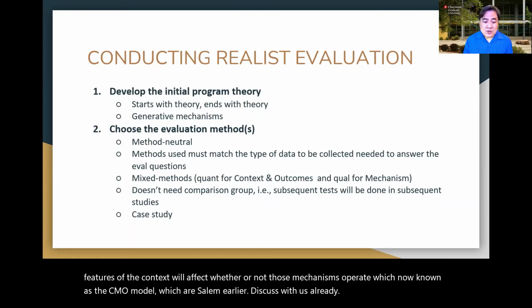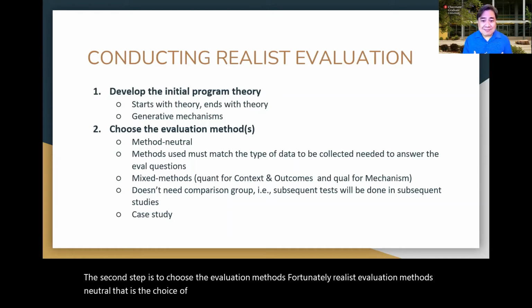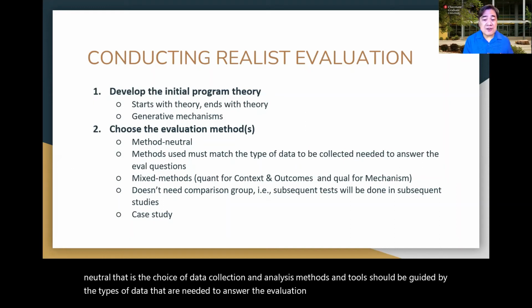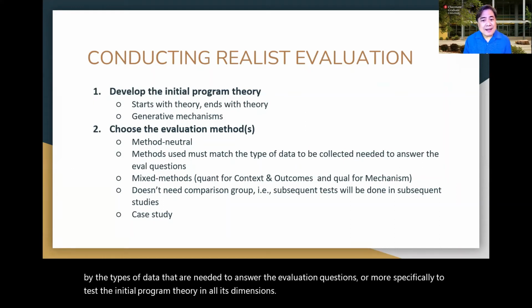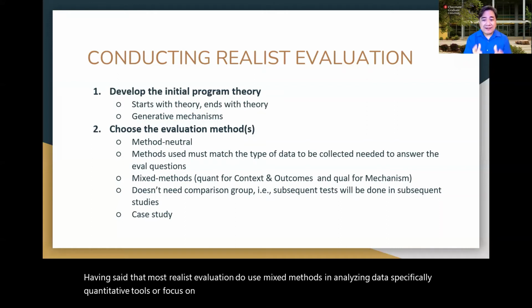The second step is to choose the evaluation methods. Fortunately, realist evaluation is methods neutral. That is, the choice of data collection and the analysis methods and tools should be guided by the types of data that are needed to answer the evaluation questions, or more specifically, to test the initial program theory in all its dimensions. Having said that, most realist evaluations do use mixed methods in analyzing data. Specifically, quantitative tools are focused on context and outcomes, while qualitative tools are focused on the generative mechanisms.